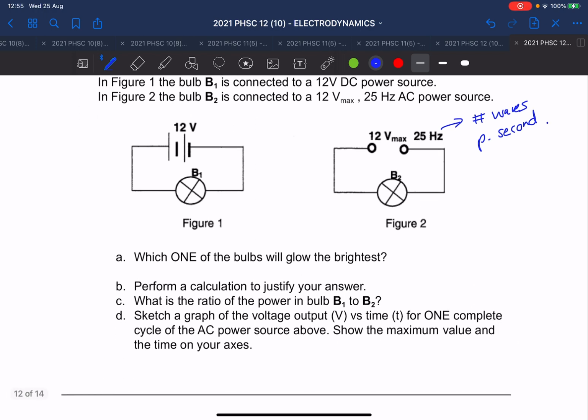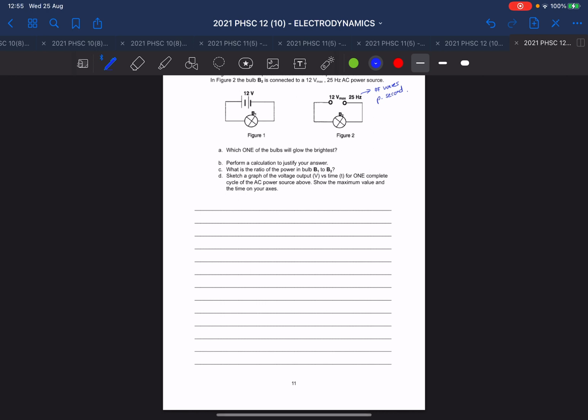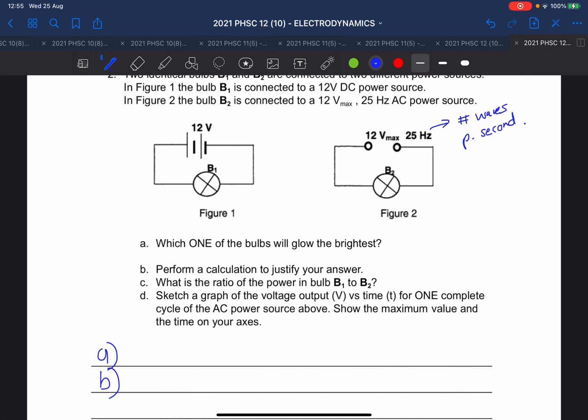All right. Then they ask you there, which one of the bulbs will glow the brightest? Sorry, I just want to split this up. You can split this up in 4. So we will do A. All right, so they ask you, which one of the bulbs will burn the brightest?